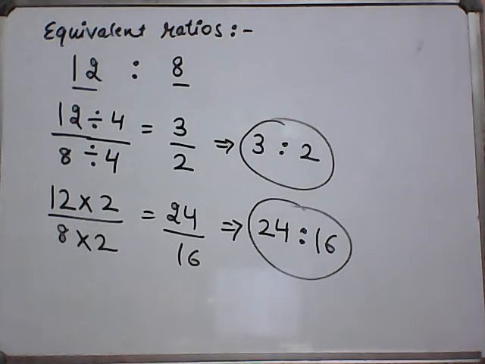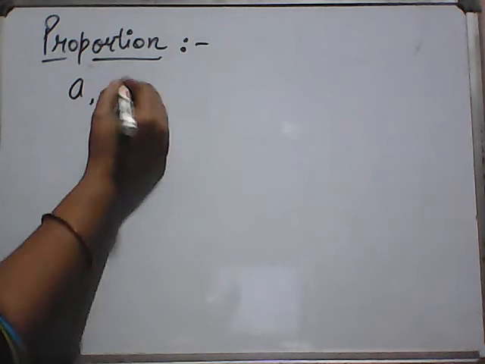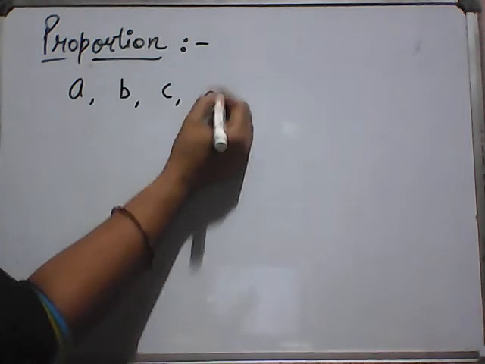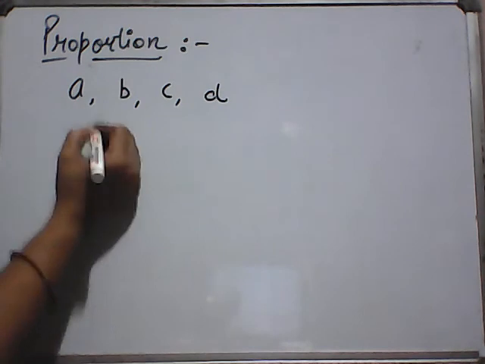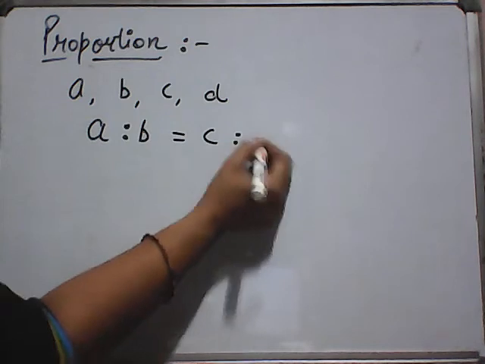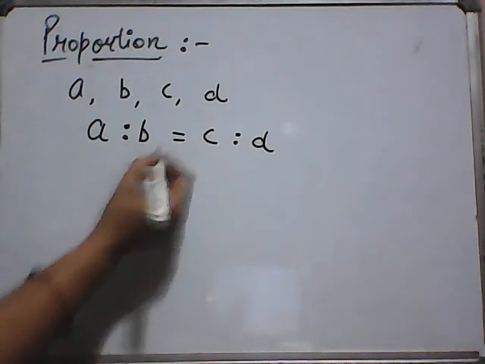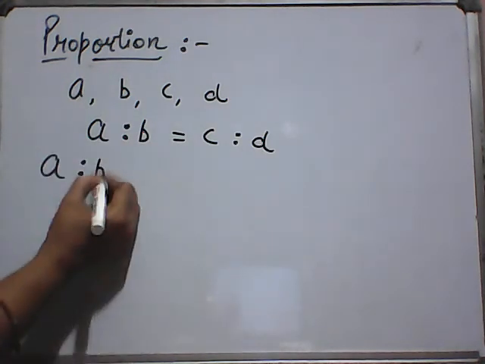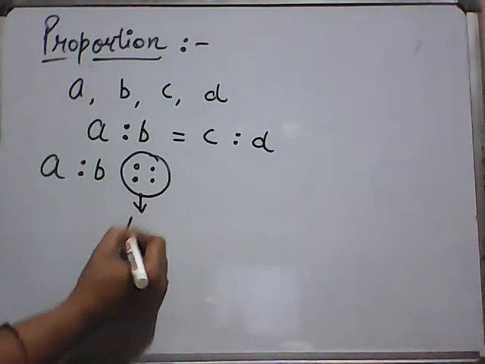Now next concept is proportion. Suppose we have four numbers A, B, C and D. These four numbers are said to be in proportion if we have A ratio B is equals to C ratio D. Or you can say equality of two ratios is called a proportion, and proportion is denoted as A ratio B, this is the symbol of proportion.